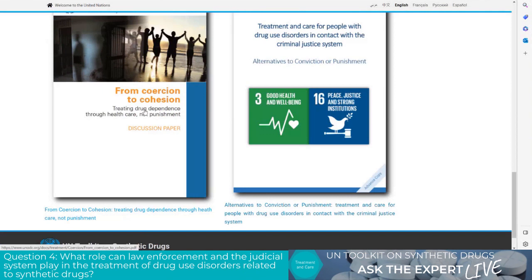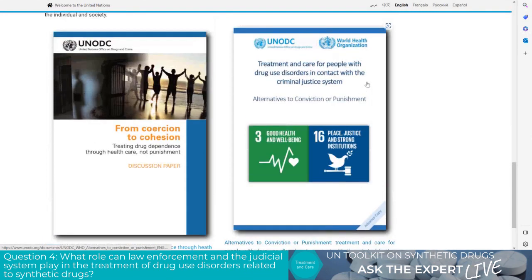I still invite you to read it just because of the basic principle of thinking about treating drug dependence through healthcare and not punishment. But if you're interested in good practices, I think that this is better. This publication is more recent. We published it together with WHO. It's from 2020 or 2019, I believe.